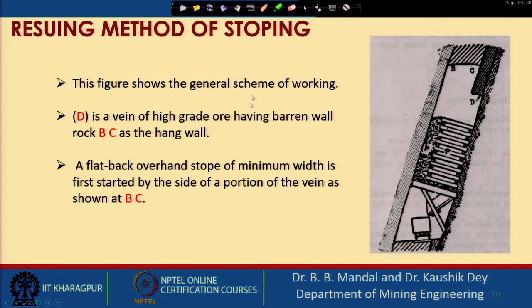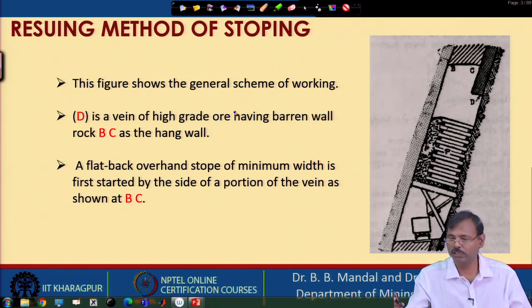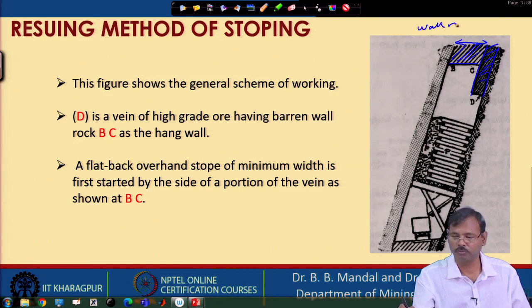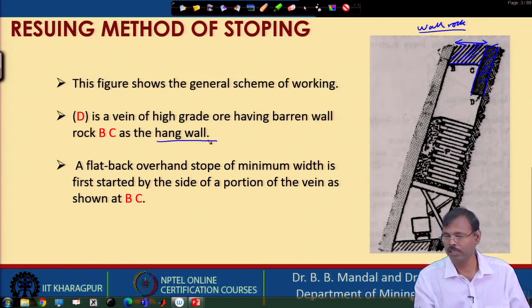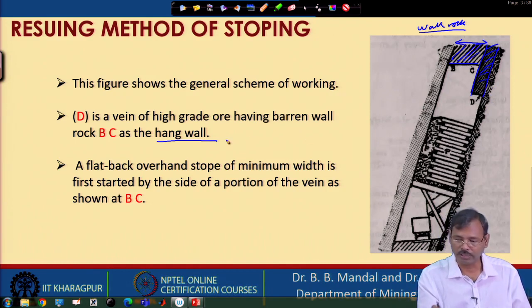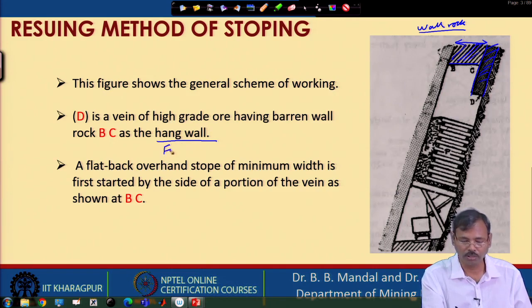Now, let us understand what the resuing method is. Consider this is the narrow vein, and this narrow vein comprises valuable ore, and while we are excavating this narrow vein, we are also subsequently excavating this additional wall rock. Now, in this case you can see this wall rock is the hang wall we are excavating, but alternately you can excavate the foot wall also.